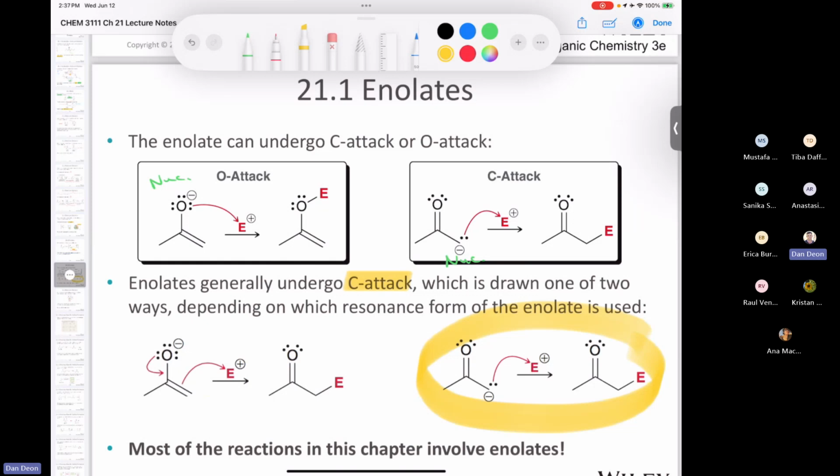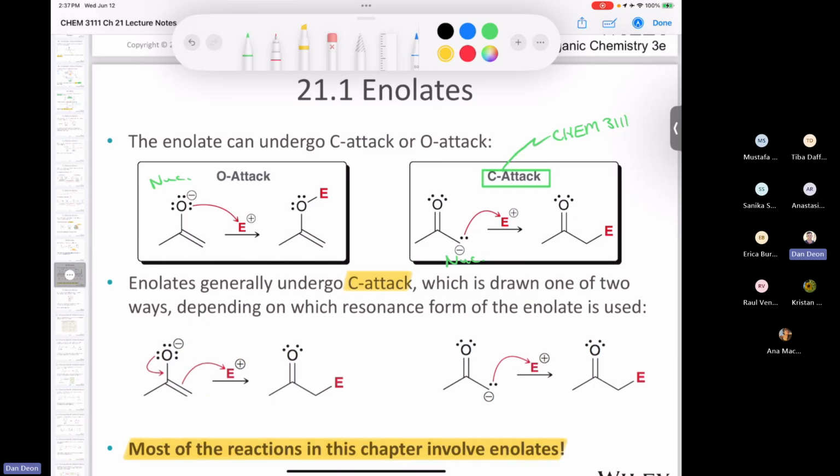Now, what's the point here? A couple of things. Number one, in our textbook, we're really only going to be looking at carbon attack. This is what we're going to study in Chemistry 3111. We're not going to look at O attack. And most of the reactions, not all, but the majority of the reactions in this chapter are going to involve enolates. So again, there's enols, they show up a lot, but enolates show up even more in this chapter.